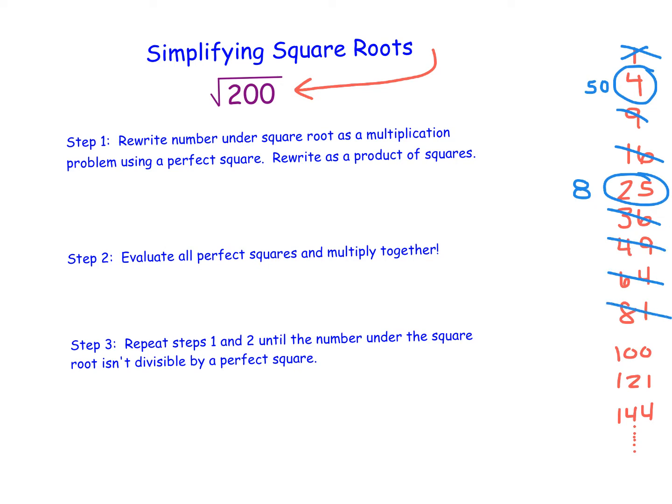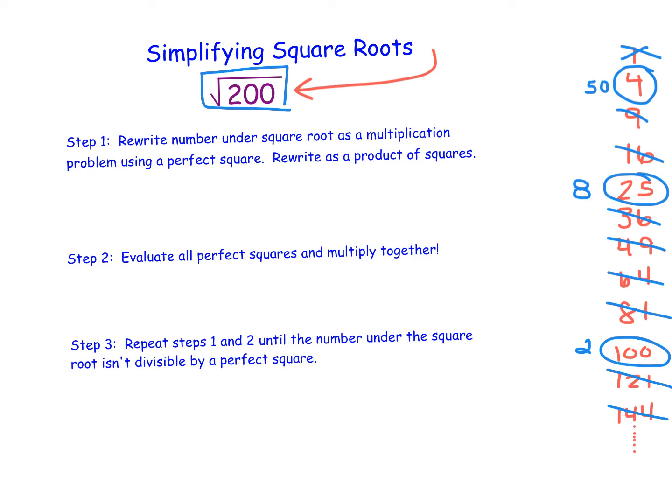It is divisible by 100. And then if we were to take 200 and divide it by 100, we would get 2. And then here we have 121, 144 that aren't divisible. So what I notice here is that 200 is divisible by 3 perfect squares. And as a result, it is not a simplified square root.